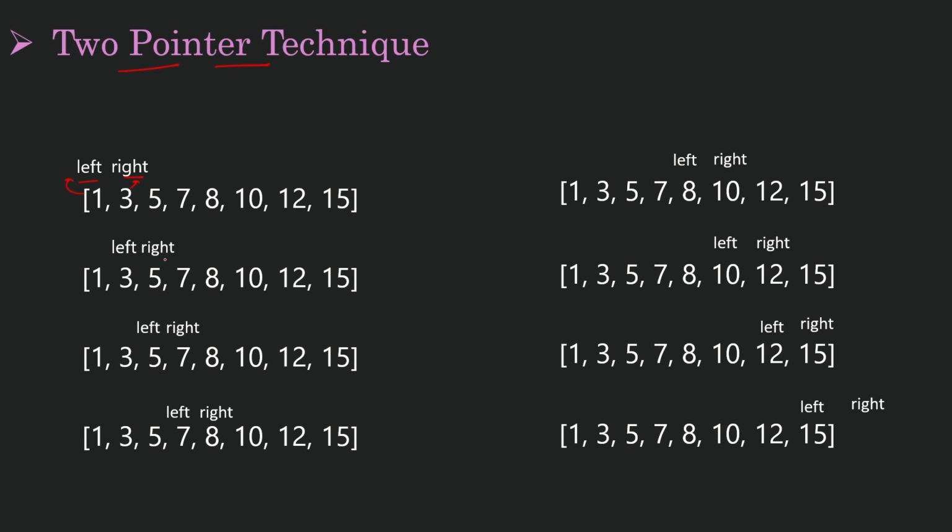Move left to index 1, value 3. Right to index 2, value 5. Step 2. Check. Is 3 less than or equal to 5? Yes. Move left to index 2, value 5. Right to index 3, value 7. Step 3. Check. Is 5 less than or equal to 7?